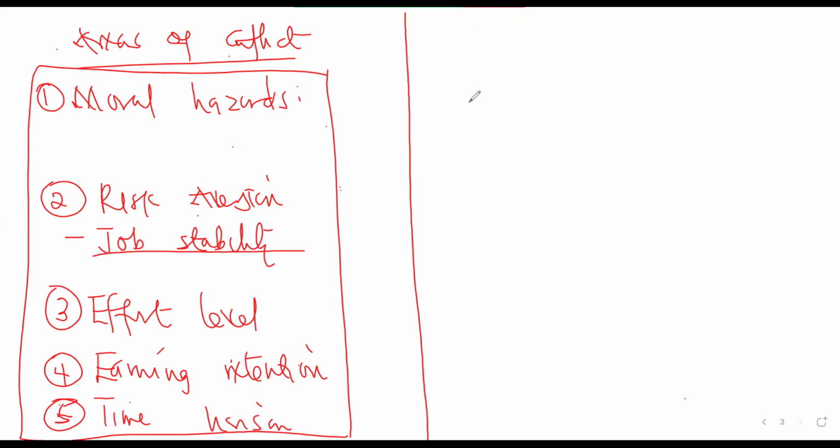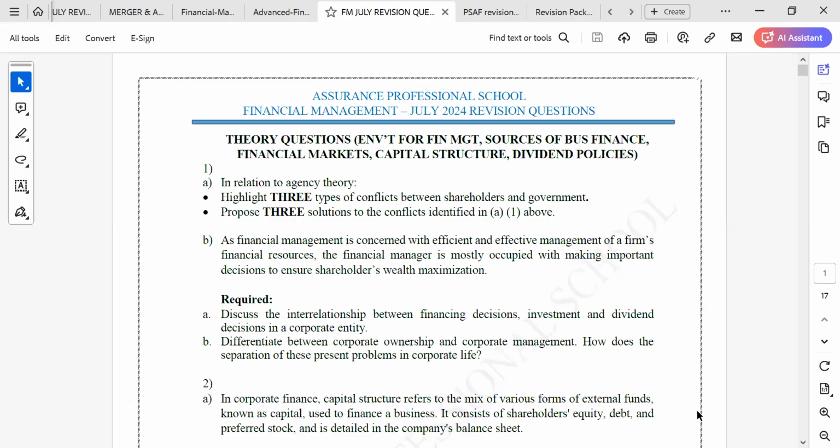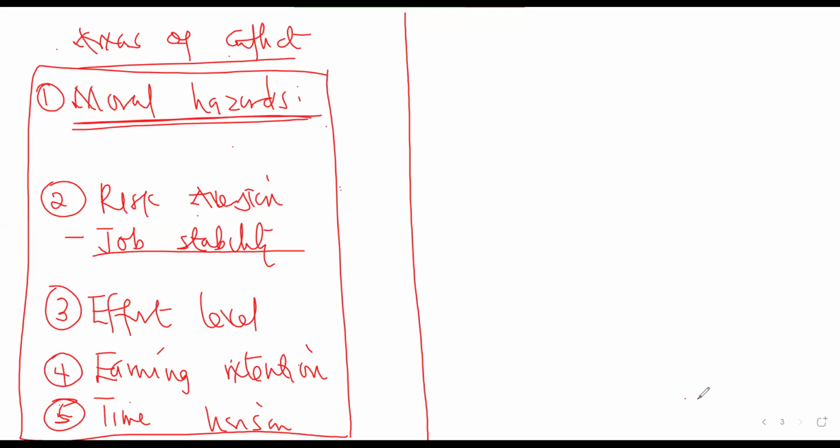They say that you should explain how you can address any of these 2. So you can pick any 3 of them. How do we resolve the issues of moral hazards? How do we address the issues of moral hazards? Or you can just talk generally about the remedies to the agency problem. What are some of the ways of addressing or reducing the agency problem?